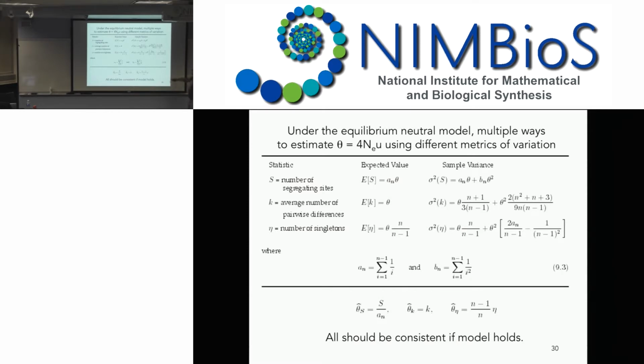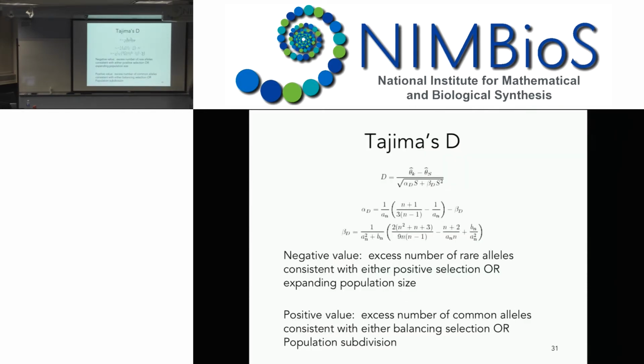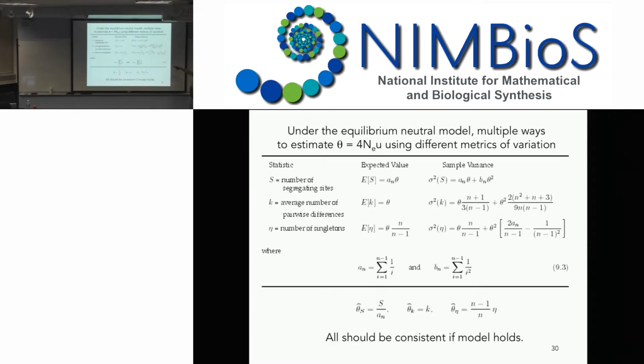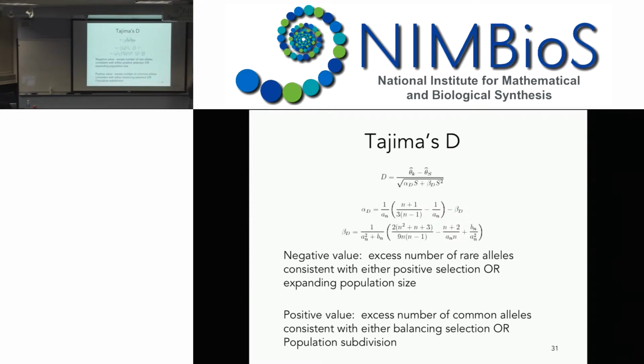So Tajima's D compares pairwise differences and segregating sites. There are other tests we'll talk about that do other comparisons and also other measures of the site frequency spectrum. So here's Tajima's D. It's like a t-statistic, mean 1 minus mean 2 over sampling error. Sampling error basically follows from here and from the covariance structure between these two estimates. So there's the formula for it.